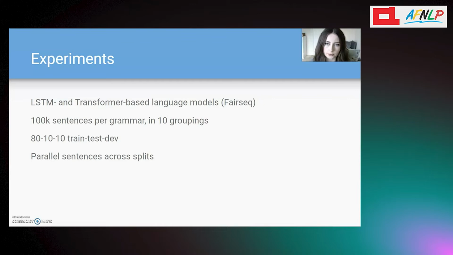And at all points, the corpora are fully parallel between different languages. So the sentences in the train split, in each split, are exactly the same across all languages up to changes in the ordering of the words.